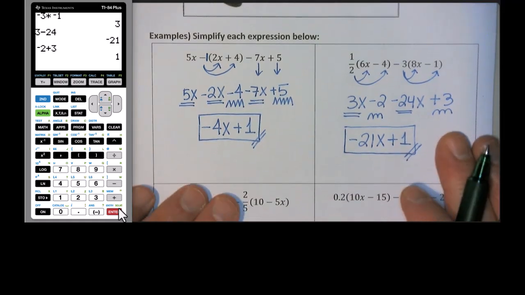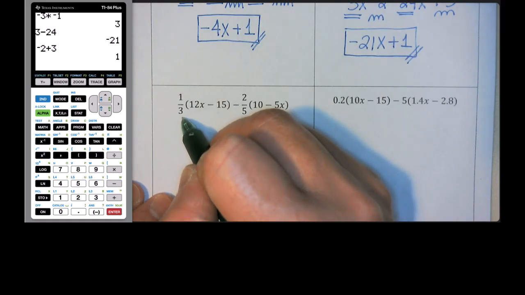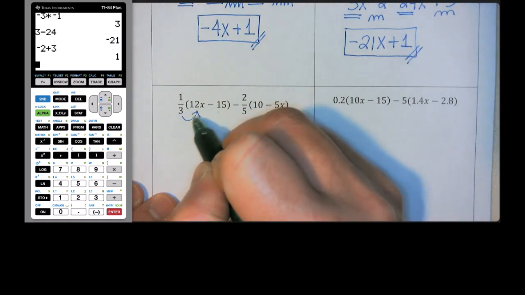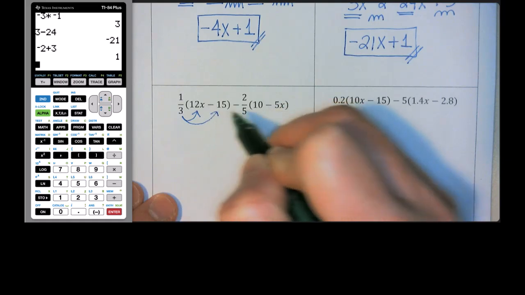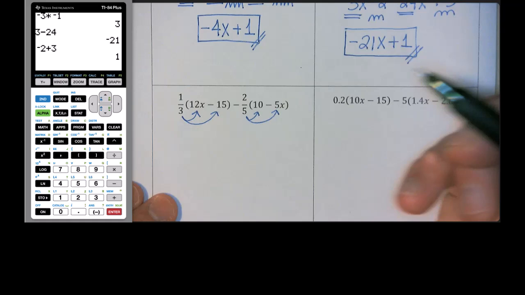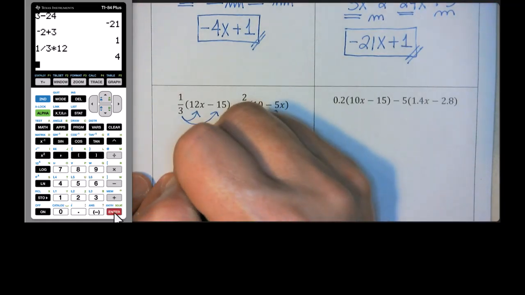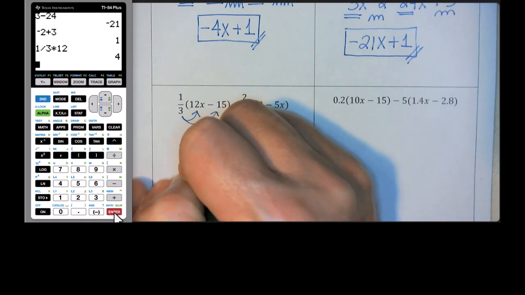All right, let's go on to the next set of problems. Next one, we have fractions again. So we're going to eliminate parentheses by multiplying the fraction that is outside with each number that is inside the parentheses. Remember, to do fractions on the calculator, you write 1 divided by 3 times 12. Press enter, and we get 4x.